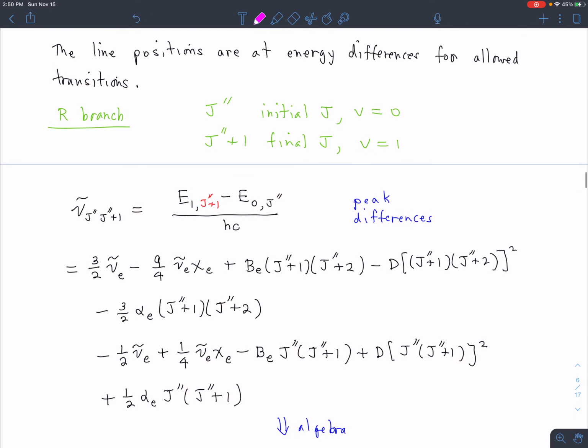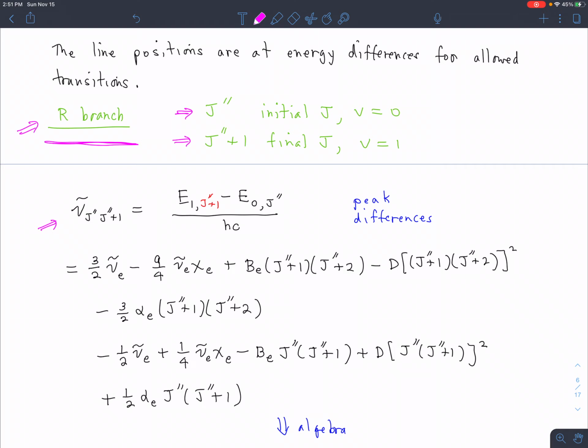So if I take the difference between two different peaks, for the R branch case, that means that the initial J value is called J double prime. Again, I don't know why the double prime. That's a funny notation. But if we say that we start from J double prime, then we have to go up to J double prime plus 1 if we're going to be on the R branch, right?